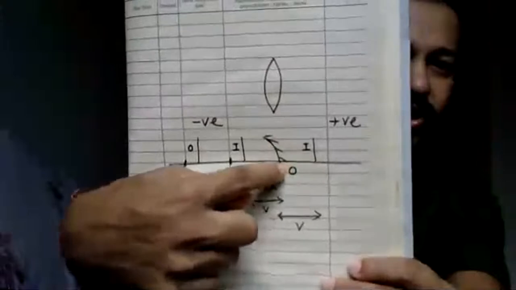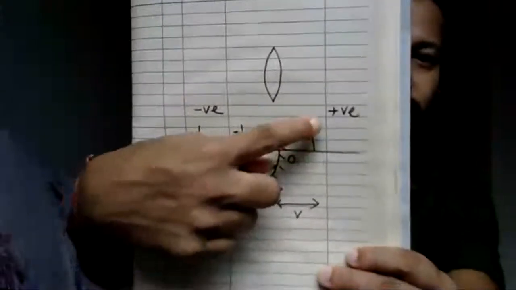Okay, next line you write image distance in bracket v equal to positive, because image distance may be positive also. We saw that. See, if this is the image, then this distance is positive image distance because this is on the positive side. Okay, so image distance in bracket v equal to positive.